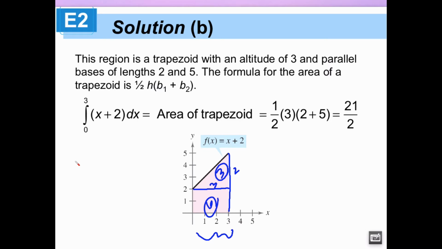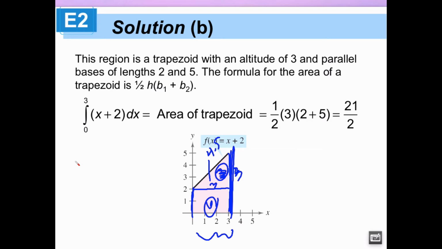The height of the triangle is 3. Oh, it goes up to 5. Sorry, I was at a weird angle. Is that better? Yeah, that's better. How did you get 2 and 5 for the trapezoid? This is base 1, this is base 2.